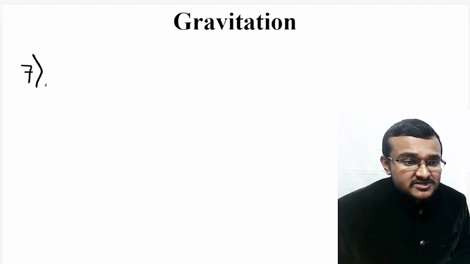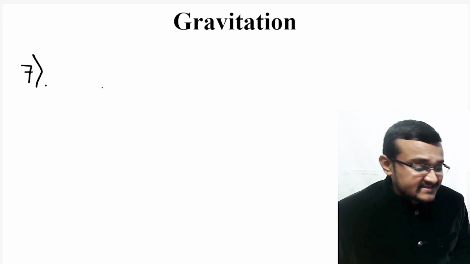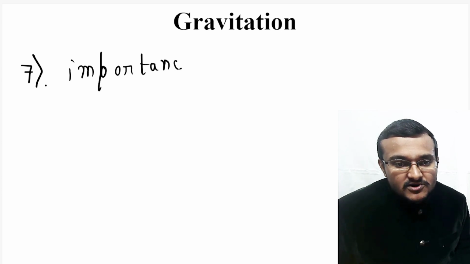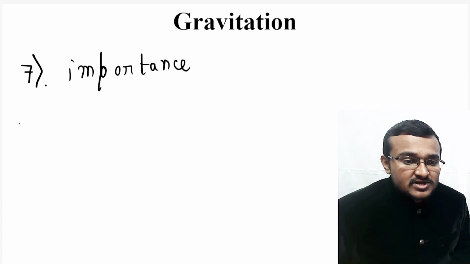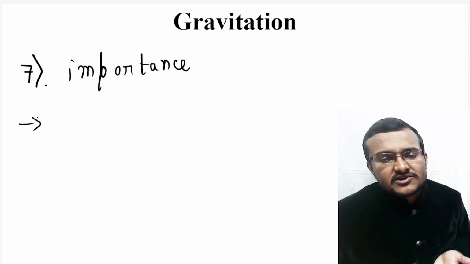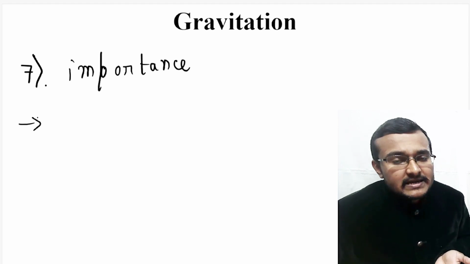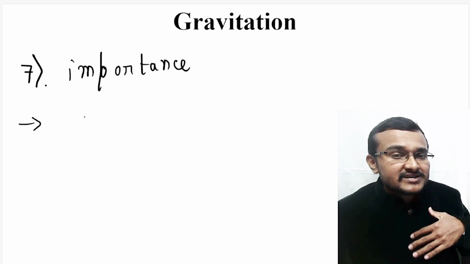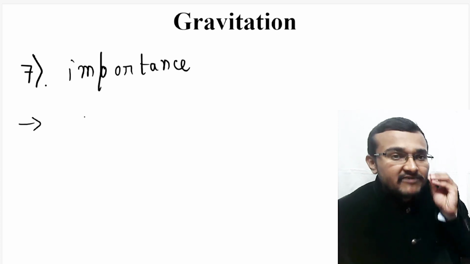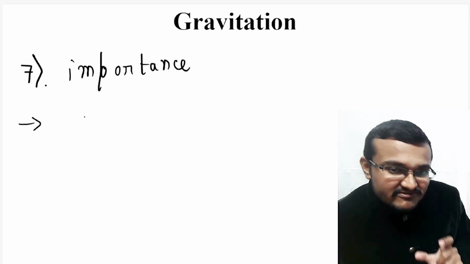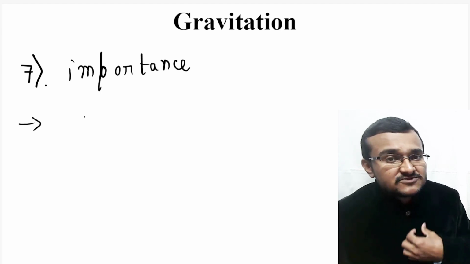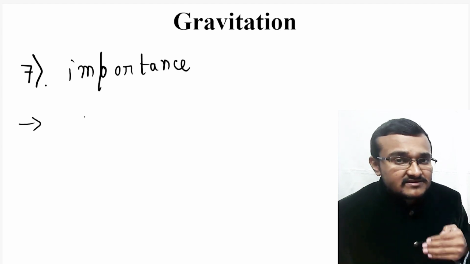Now coming to the seventh question in this exercise, here they have asked the importance of the universal law of gravitation. What is the importance of the universal law of gravitation? You can give so many importances. All of us are situated on this earth's surface. Why? Because there is gravitational force exerted by the earth on us. That's why we are all intact with the Earth's surface.